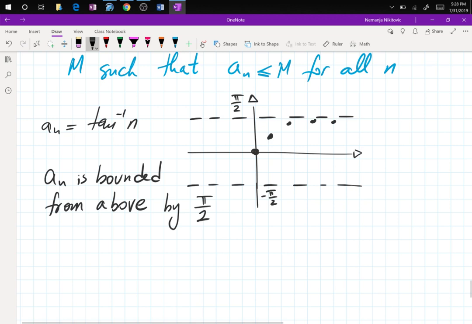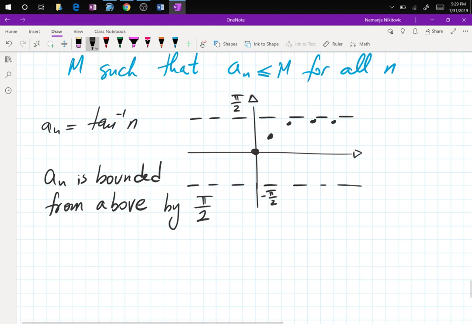Because these dots will never cross pi over 2. They climb up quickly and then they just hang around that one because it's going to infinity and you really can't pierce through the vertical asymptotes. Okay, so that's that part.